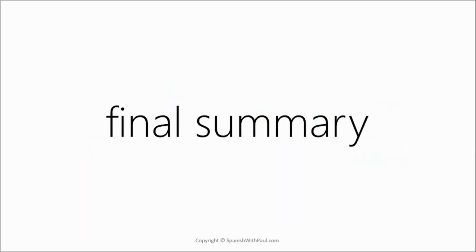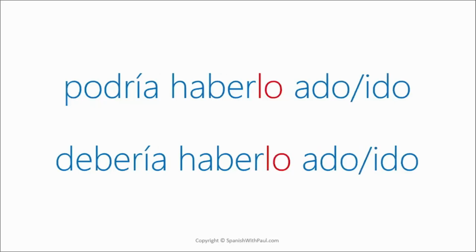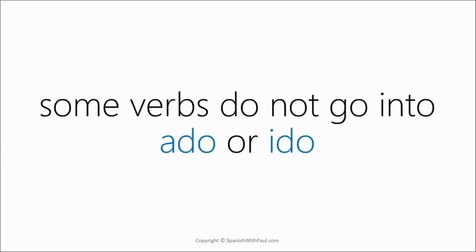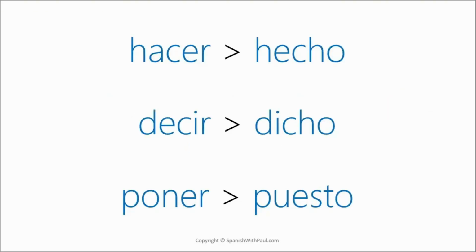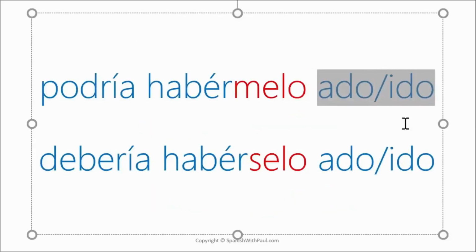So let's now go into a final summary for the past two sections combined. We know that on this one slide we have should have and could have. And if you want to add on pronouns, they get added onto the end of haber, even if they're double pronouns. It's also important to remember that some verbs do not go into this ado or ido sound. And we saw examples with hecho, dicho, and puesto. So instead of this ado or ido, those irregular verbs will go into those irregular sounds.